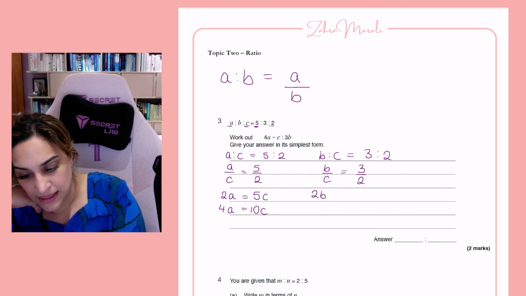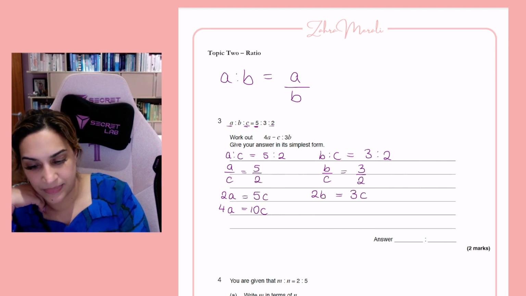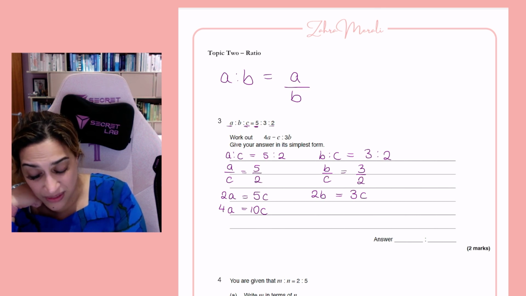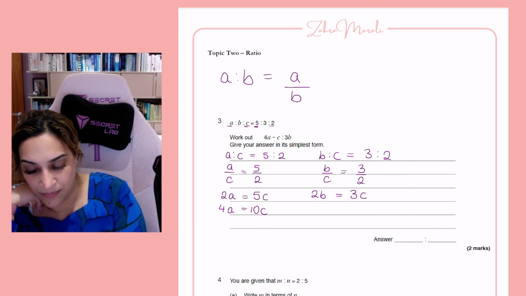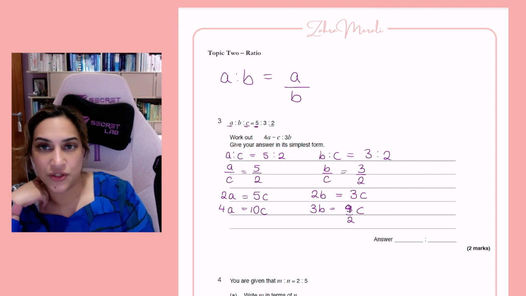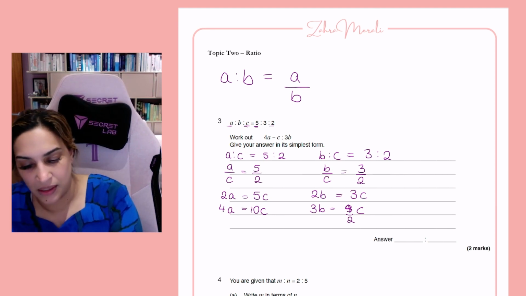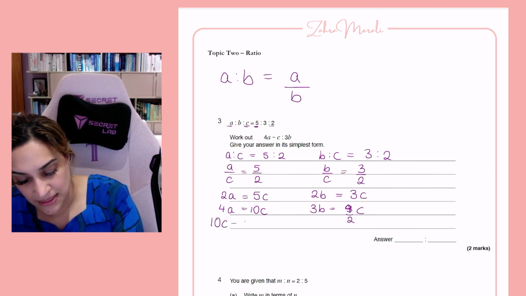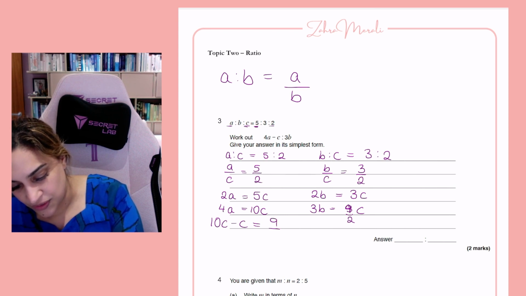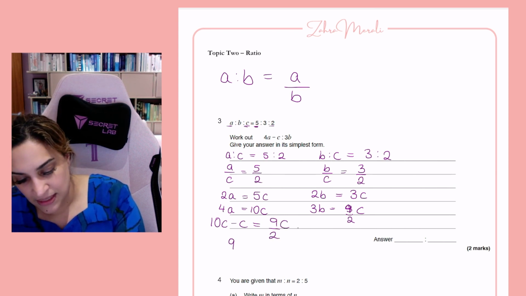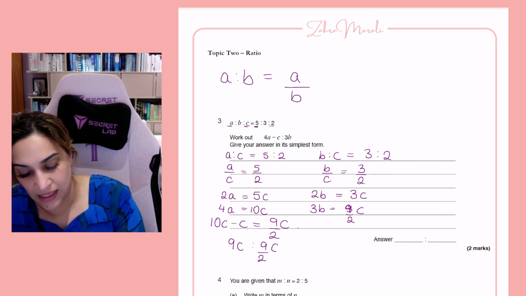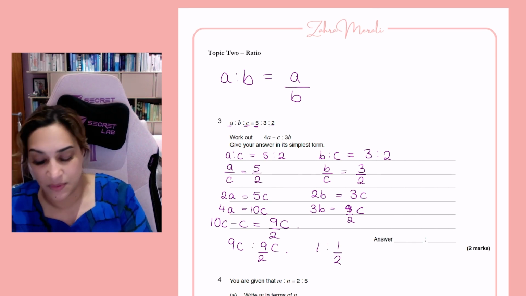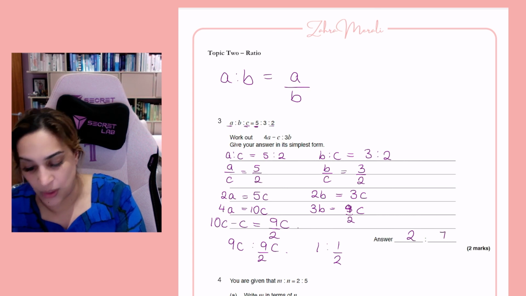So that tells us 2B's is equivalent to 3C's. So we have 3B's on the other side. So 1B would be 3 over 2C. So 3B's would be 9 over 2C. Now if we plug that all in, we've got 4A, which we said was the same as 10C's. So 10C minus C equals 9 over 2C, which is the same as 9C to 9 over 2C. And the C's cancel, and we end up with 1 to 1/2. Times both sides by 2, and we get 2 to 1.